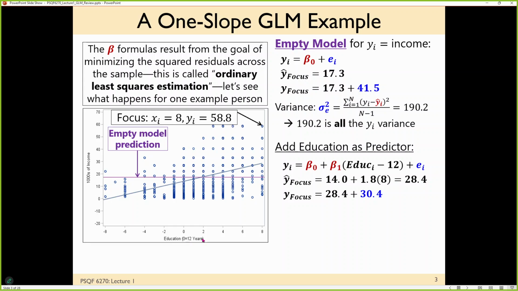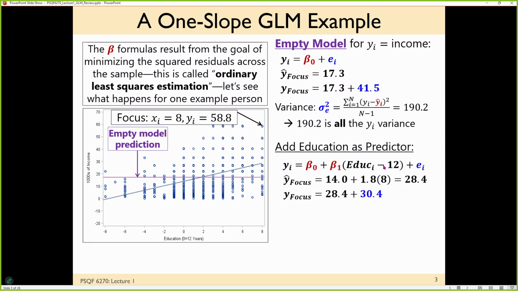Now this x-axis is labeled education and then 0 equals 12 years because I have subtracted 12. What is that called? Shift. A shift? Centering. Centering. Yep, we're shifting x. Why are we shifting x? To be able to make a valid interpretation? Yeah, because otherwise beta 0 is our expected outcome when the predictors are 0, right?